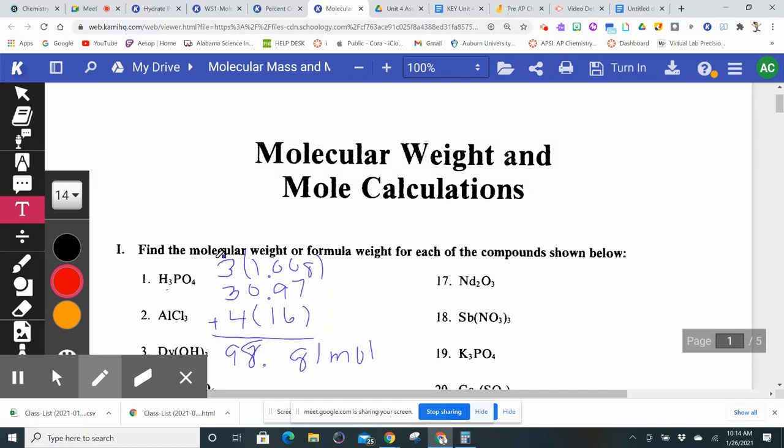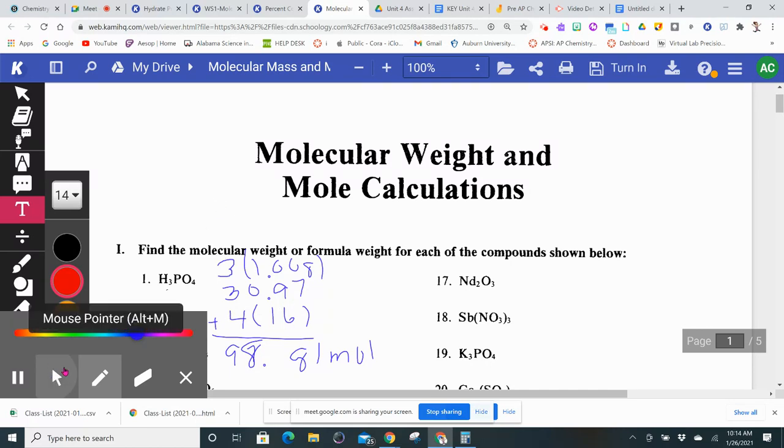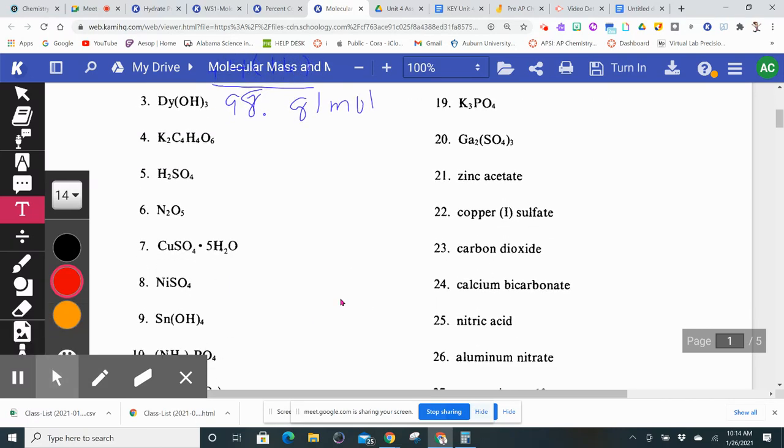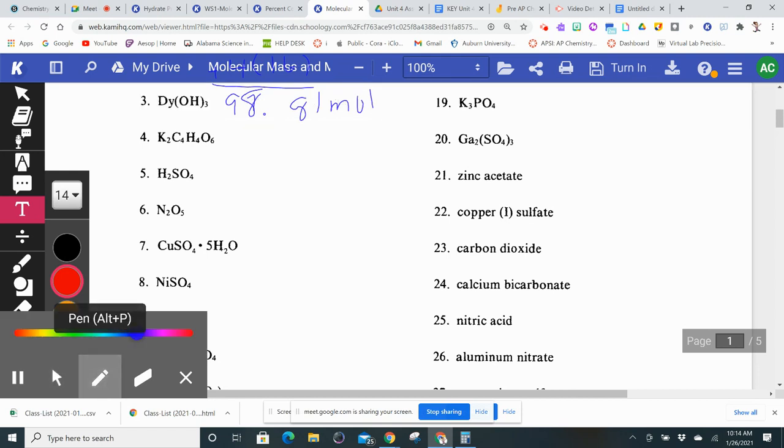The only ones that may look a little funny to you, and then we're going to move along, is the ones with water in it. It may look funny, but you do exactly the same thing. You do the same thing on the words too. Now, you take the words and you make them a formula, and then you find your molecular mass, which is why we spent all this time naming compounds and writing formulas.